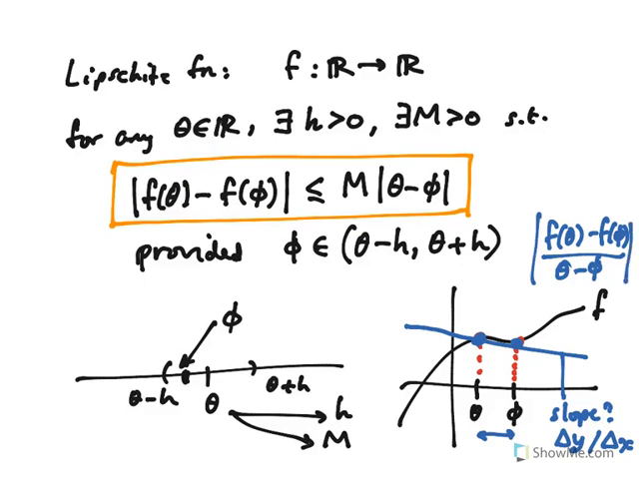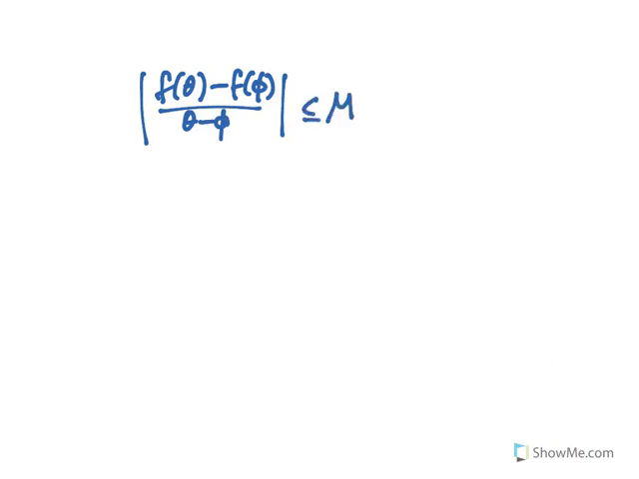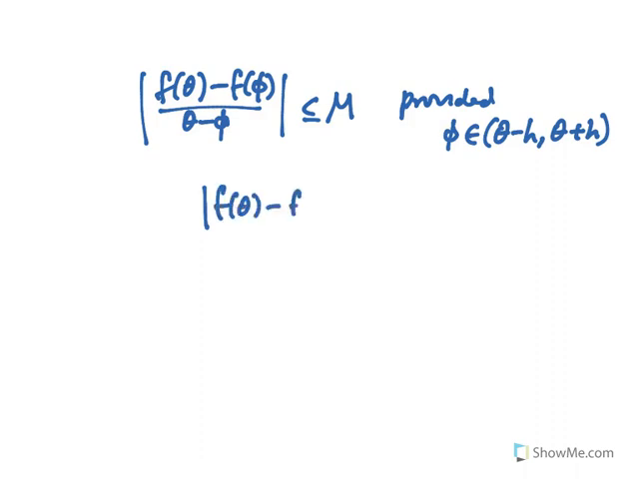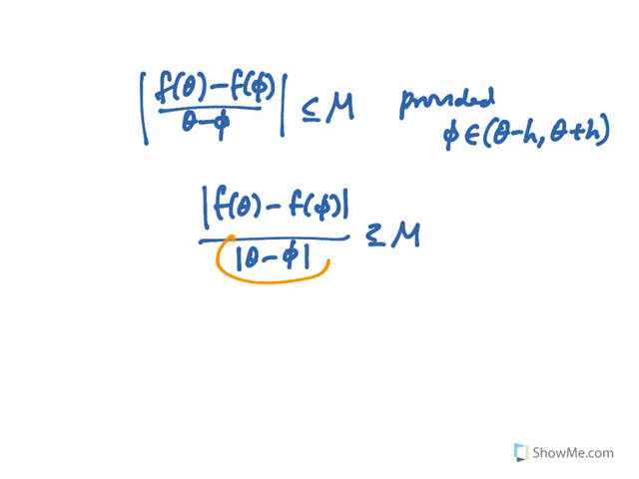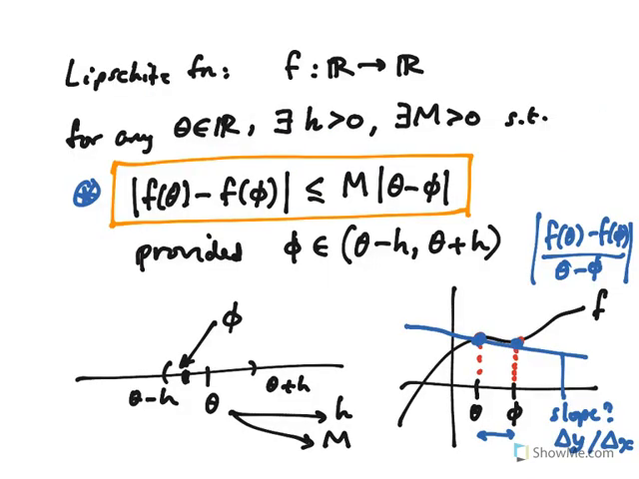Now if I take the absolute value of that slope, what this inequality is telling me is that the absolute value of that slope is at most m, provided phi is in the correct interval, theta minus h to theta plus h. Because if you break up the absolute value over the top of the fraction and the bottom, you can take the denominator, which is positive, and multiply it to the other side. That won't change the inequality, since it's positive, and that produces this inequality here.